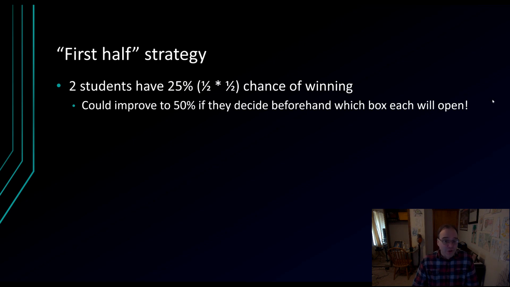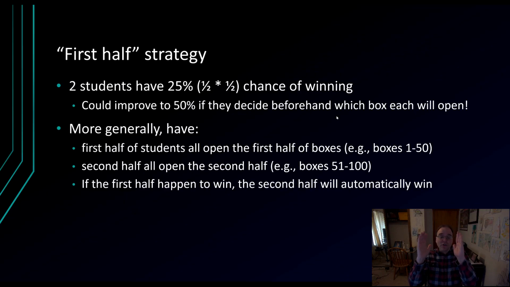More generally, if the first half of the students all open the first half of the boxes, 1 through 50, and the second half of the students all open the second half of the boxes, 51 through 100, just have them fly through. If the first half happen to win, there's no way the second half can't win. You've basically said that the numbers 1 through 50 happen to be mixed up in boxes 1 through 50, and none of them are in the latter boxes, which means the numbers 51 through 100 are all in the second half of the boxes. All the second half of the students are going to open them, find their number, and win automatically.